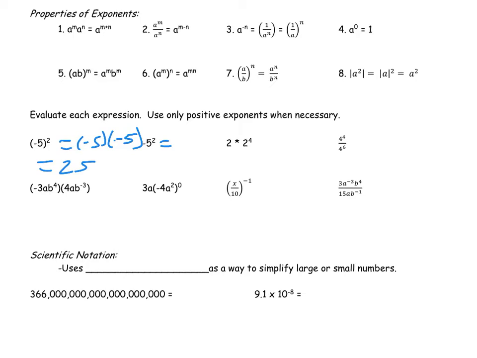That's the significance of the parentheses, whereas right here, if the negative sign is just sitting out front, with the order of operations you would square the 5 first, and then you just keep the negative sign out front. So those parentheses are significant, whether they're in there or not.